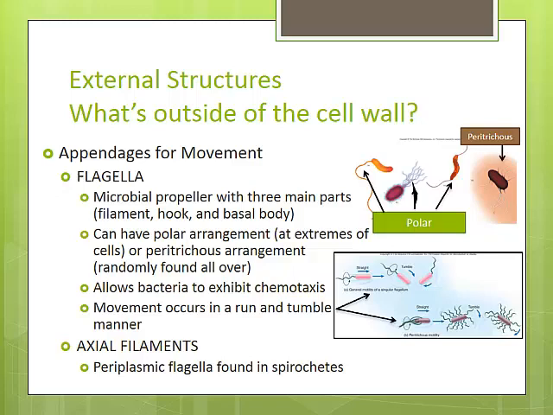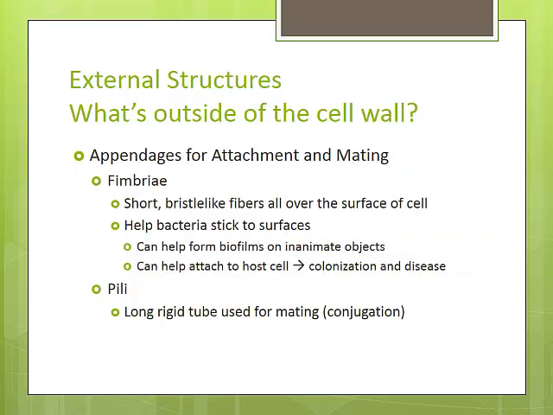Now, flagella can be found in a variety of bacteria, but axial filaments are an appendage for movement that's only found in the group known as spirochetes. So remember, those are our spiral-shaped organisms that we just talked about on the last couple of slides. So we just talked about appendages for movement. Those are some external structures outside of the cell wall.